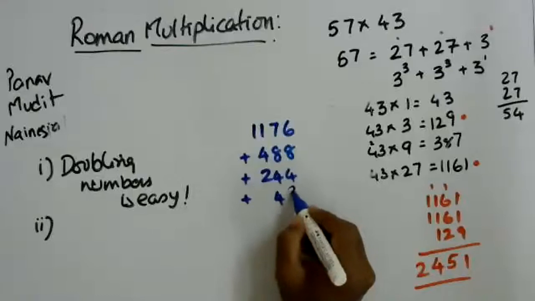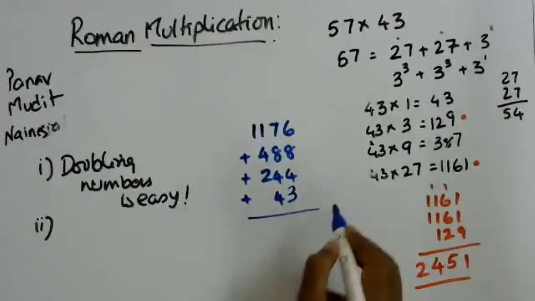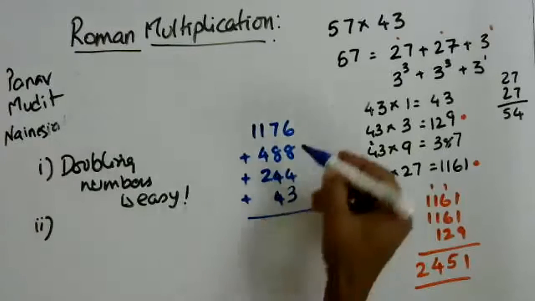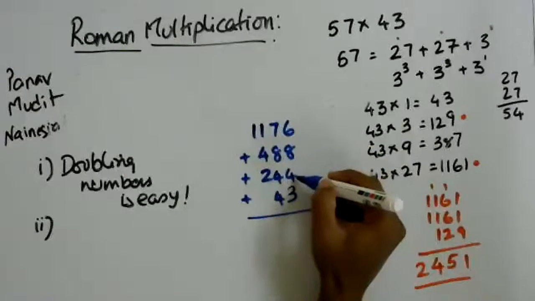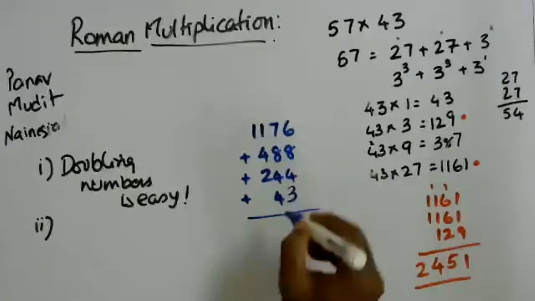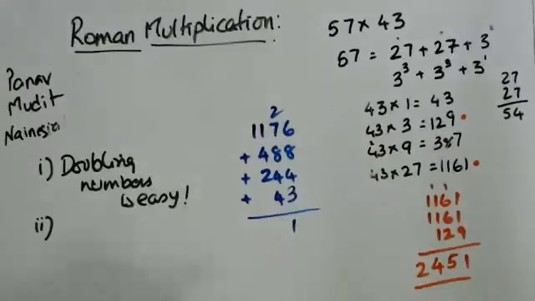But this is supposed to be 3. Then I think it will add up correctly. Fine, Nainisha? Because 6 and 4 is 10, 10 and 8 is 18, 18 and 3 will be 21. So it works out right because it comes one here and one here. Are you satisfied?